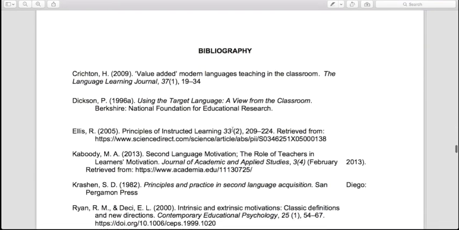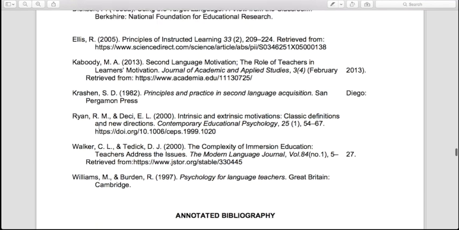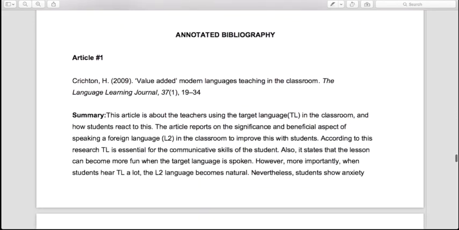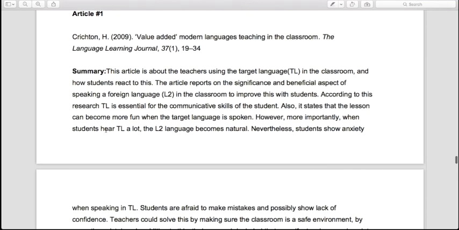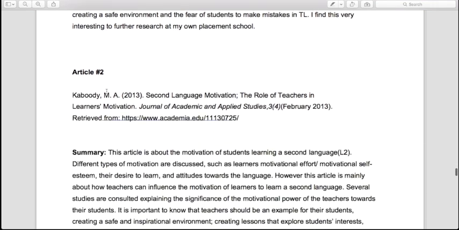And then we have the bibliography, and you see that it's alphabetized, right? It goes alphabetically. This person used a lot of sources, books, magazines, websites. And here's the annotated bibliography. There are 3 of these. You take one, you write a little summary and a response to it.